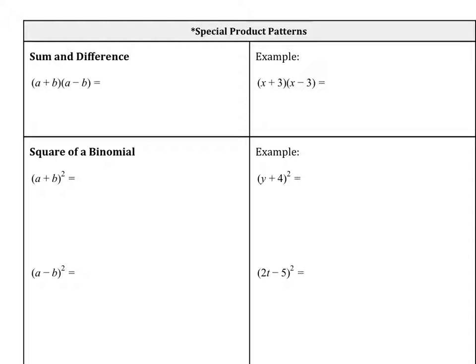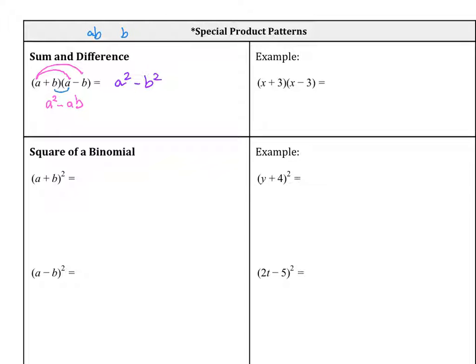So the sum and difference, that special pattern, is when you have an a plus b and a minus b. That will always be an a squared minus b squared. So let's go ahead and multiply this. Let's do FOIL. This is a times a, which is a squared. A times negative b is just negative ab. Then we have b times a.